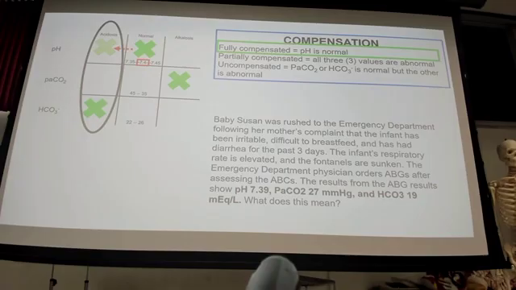You have a question? Yes, sir. So if it was 7.41, would it be alkalosis? Yep. Good question. You would shift it in the other direction. Are milliequivalents per liter and millimoles per liter the same, interchangeable, for the bicarbonate? Yes. Good question. Any other questions?